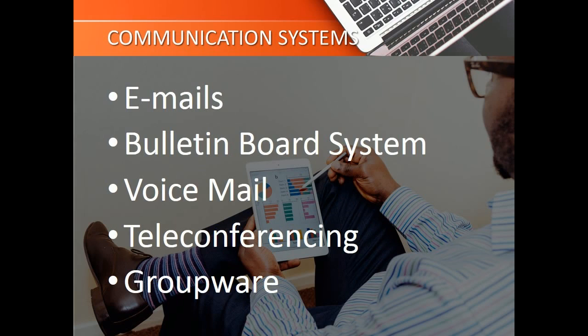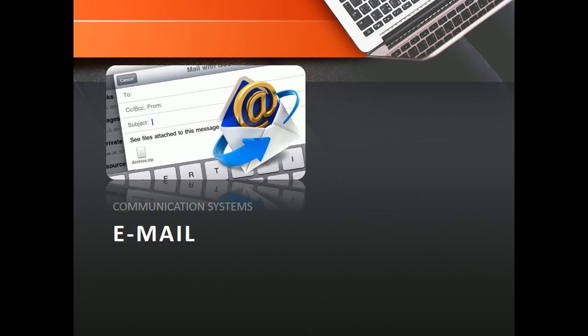Some of the most common communication systems include emails, bulletin board system, voicemail, teleconferencing, and groupware. Electronic mail allows users to create, send, and receive messages, and even files to and from all over the world. Its ease of use makes it a very popular communication system. The use of email eliminates the need to schedule the sending and receiving of messages.